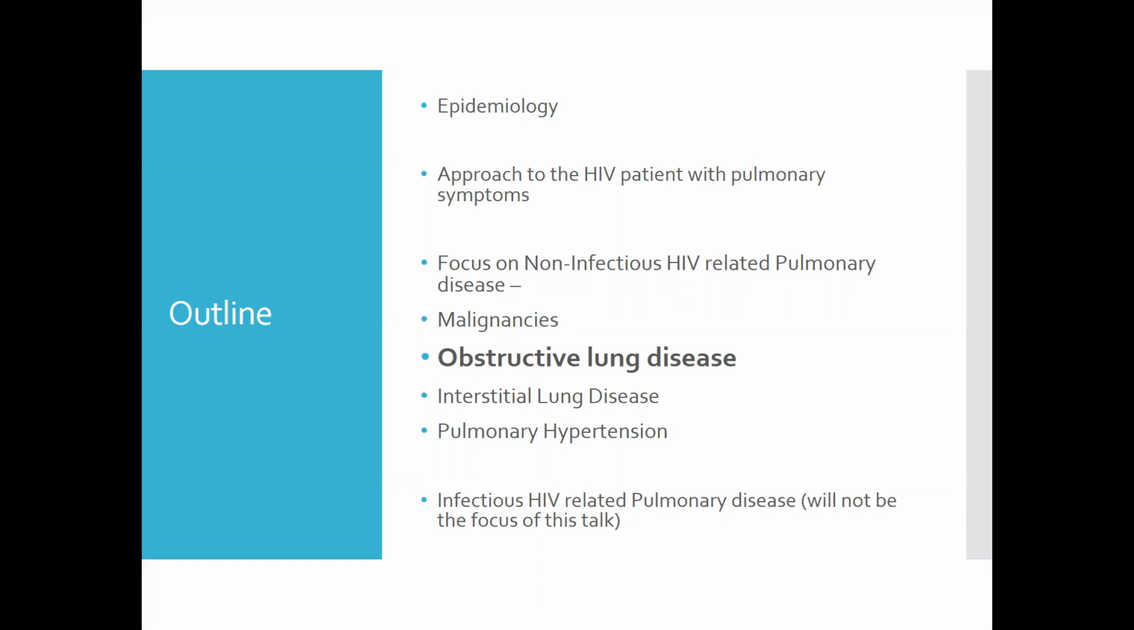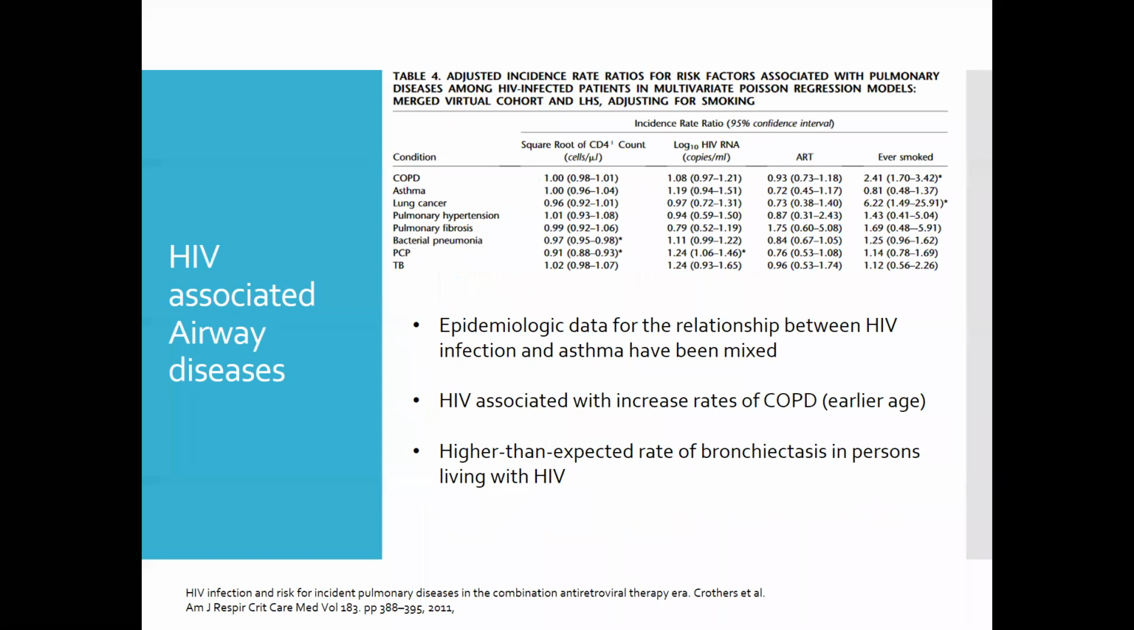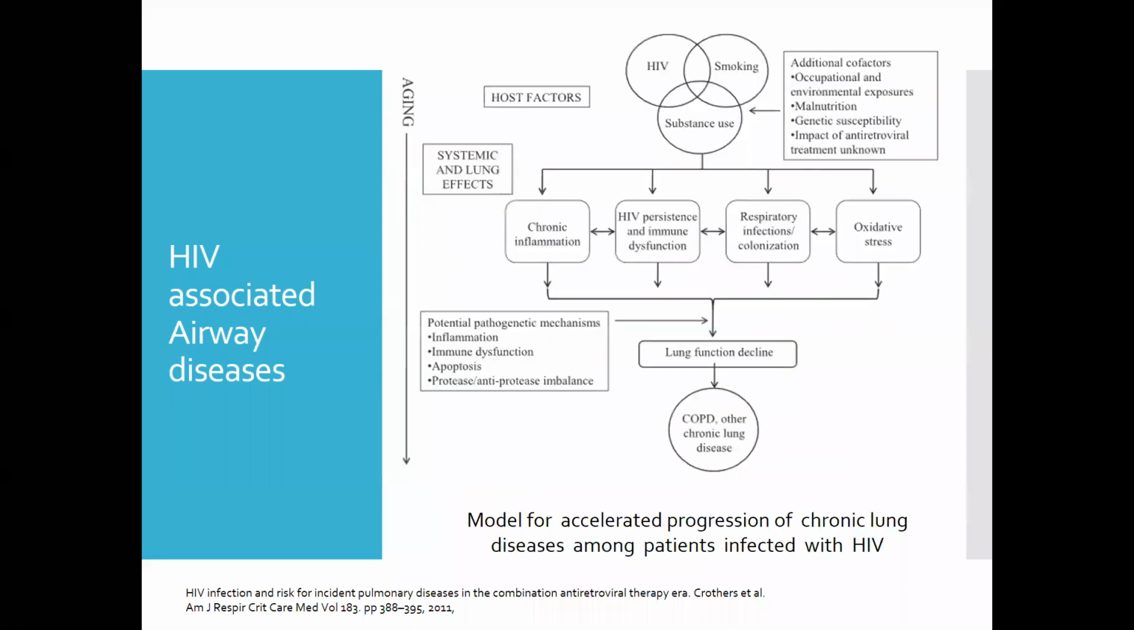The last three things I'd like to touch base upon are obstructive lung disease, ILD, and PH. Talking about HIV and obstructive lung disease, this was published in the Blue Journal back in 2011, looking at the incidence ratios of different obstructive lung diseases and other pulmonary diseases. The epidemiological relationship between HIV and asthma is mixed. It's controversial. But we do see that HIV is associated with increased risk of COPD, especially, and the incidence is usually at an earlier age. There's also a higher than expected rate of bronchiectasis in patients with HIV.